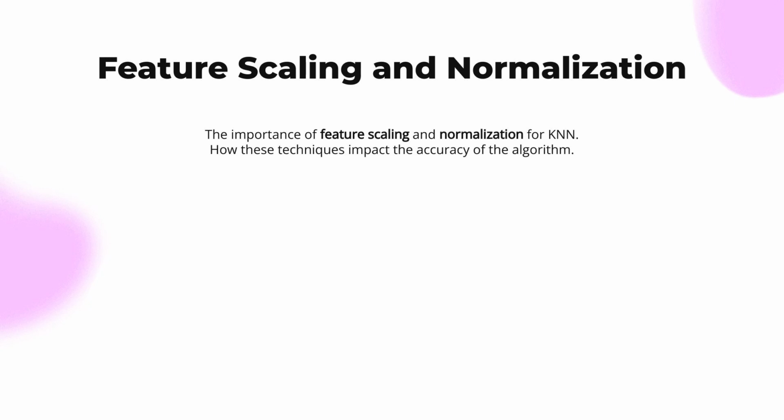In distance-based algorithms like KNN, different scales among features can lead to inaccurate predictions. Feature scaling and normalization ensure that each feature contributes equally to the distance calculations. Since KNN relies on distance metrics, feature scaling or standardization is crucial to ensure all features contribute equally.